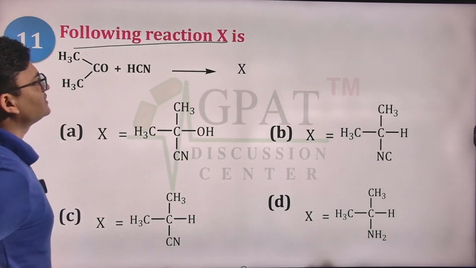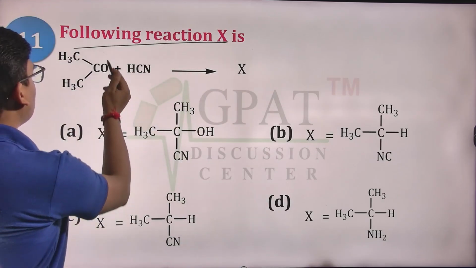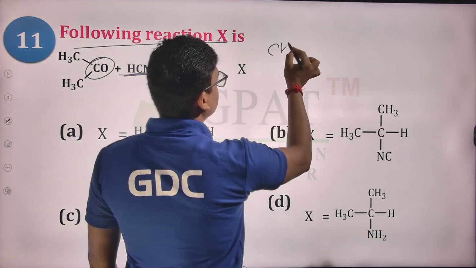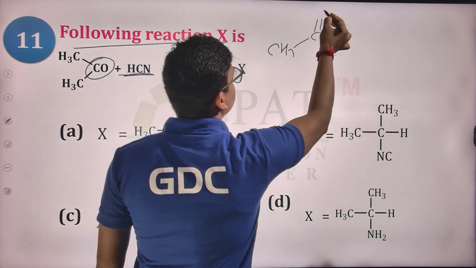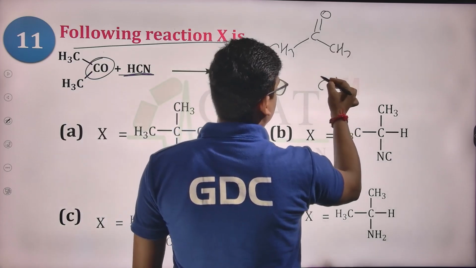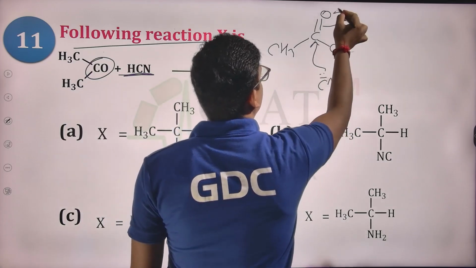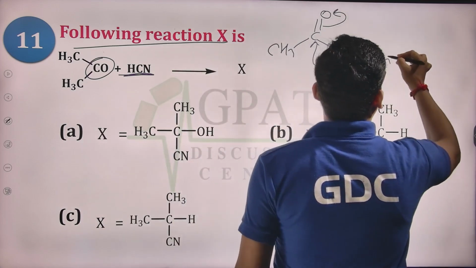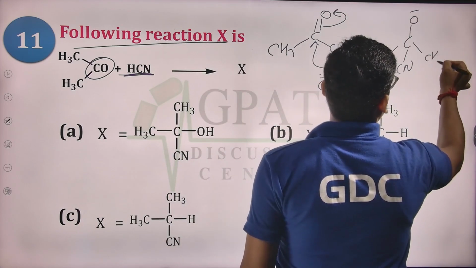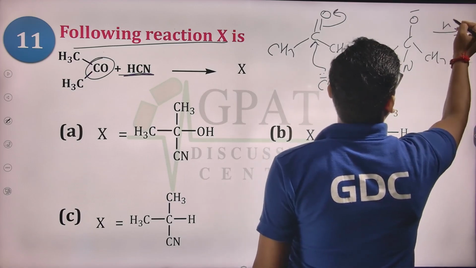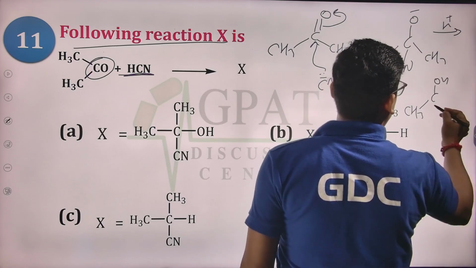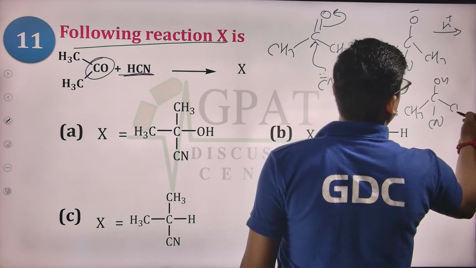Following reaction X: we have a carbonyl compound and HCN. So this is C double bond O, which can also be written as CH3 C double bond O CH3. We have HCN, that is CN minus. There will be an intermediate with CN and CH3, and now after hydrolysis we will be getting a cyanohydrin complex.